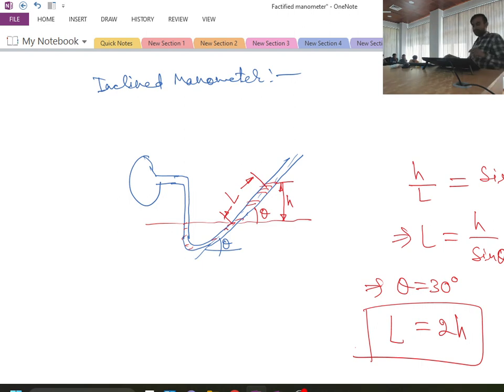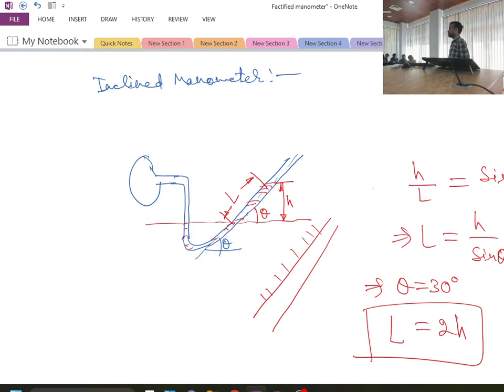Now you will be having scaling on this inclined one. So the inclined one will actually have more deflection in comparison to the vertical. This type of manometer is employed when, as I already told you, we require more sensitivity. It means our system pressure is changing by a very small amount.